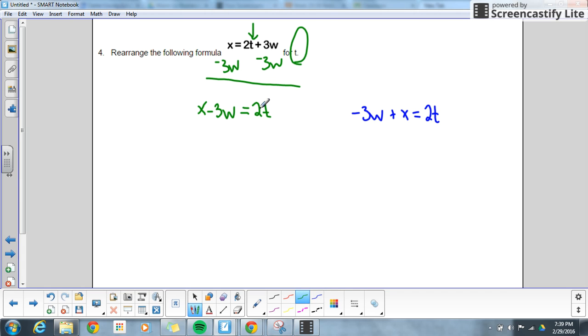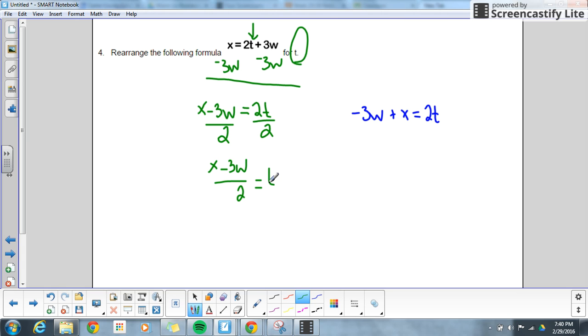Alright, so we're trying to isolate t, so now we need to move the 2. So it's 2 times t, so the opposite operation of multiplying by 2 is dividing by 2. So I'm going to need to divide the right side by 2 as well as the left side. So we get x minus 3w all divided by 2 equals t.